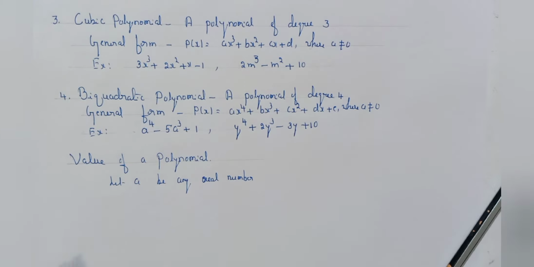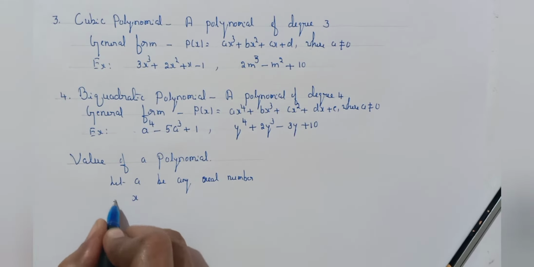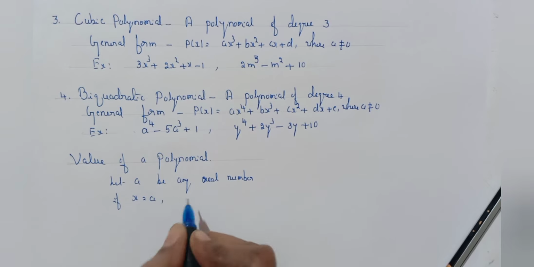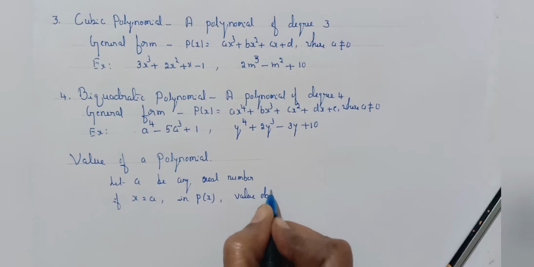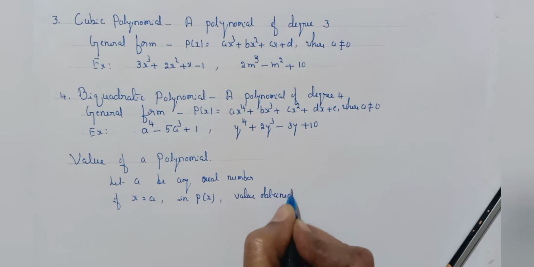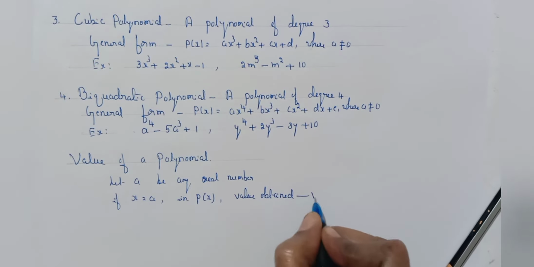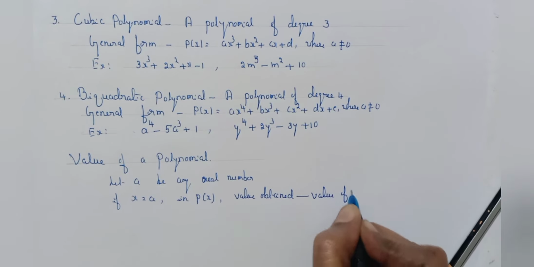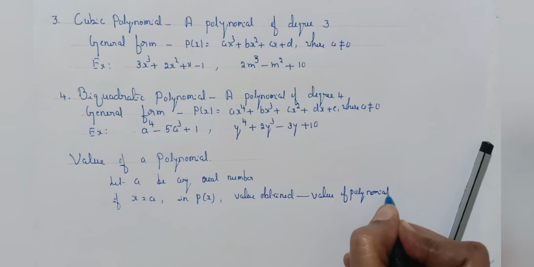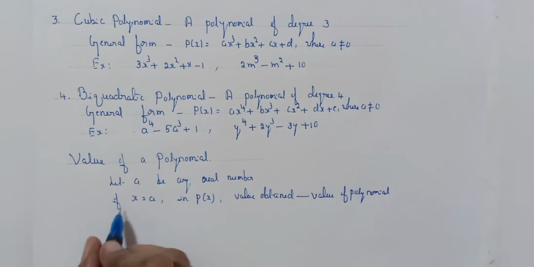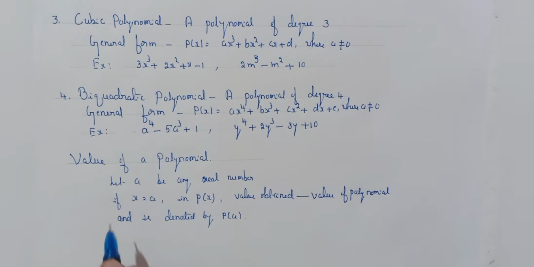If you substitute x is equal to a in the polynomial p of x, then the value obtained is called the value of the polynomial, and is denoted by p of a.